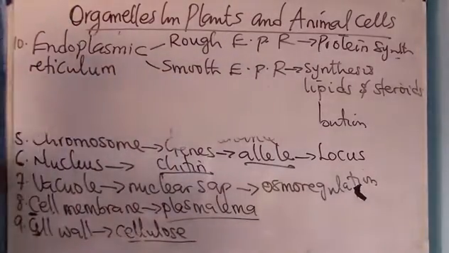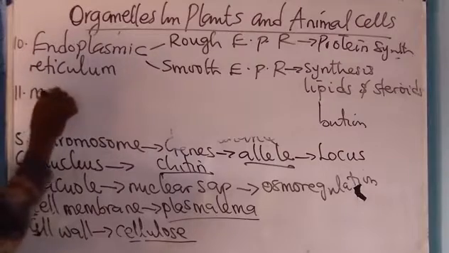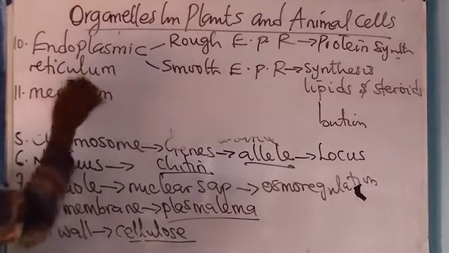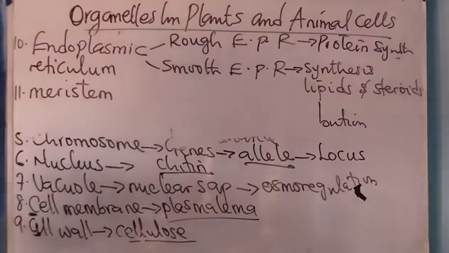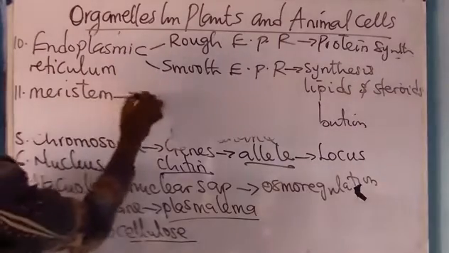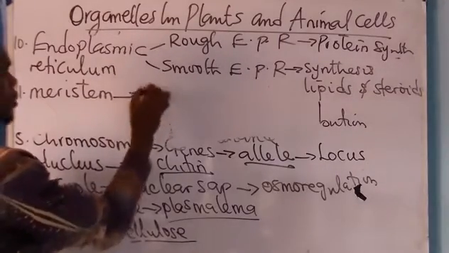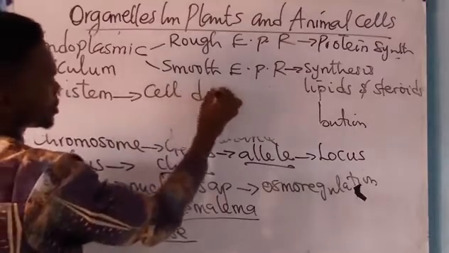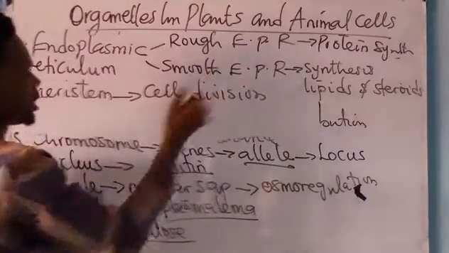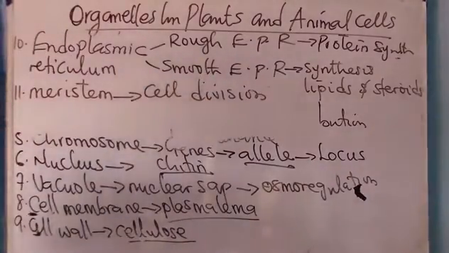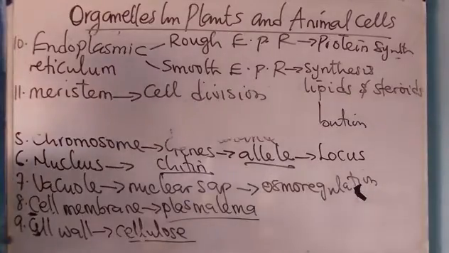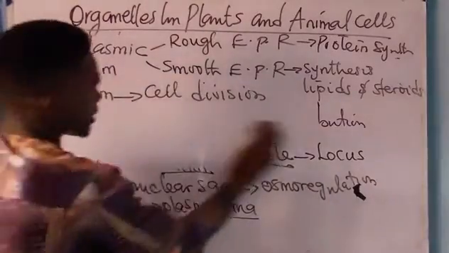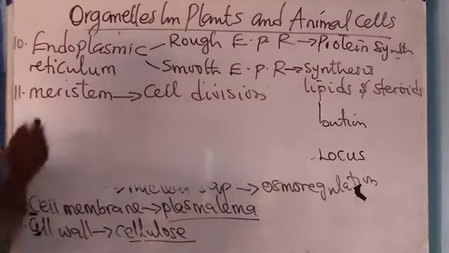Now we have number 11, the meristem. Meristem is found only in plants. The meristem is where you have cell division. Okay? Now we have three types of meristems.